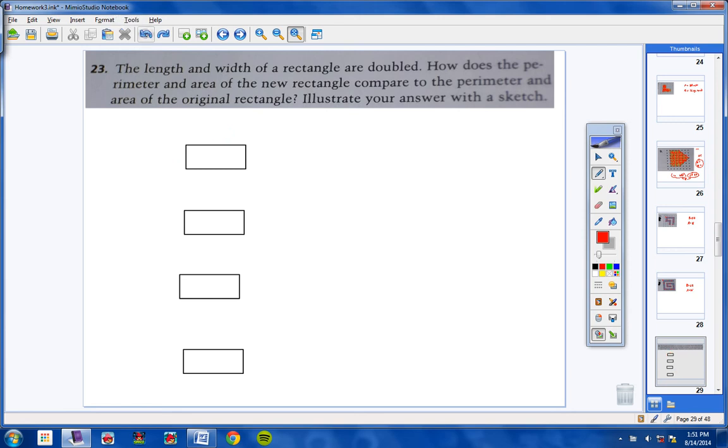I'm going to start with a width of 1 and a length of 2. So my next rectangle, if I double my 1, I get a 2. If I double my 2, I get a 4. Now for my next rectangle, if I double my 2, I get a 4.